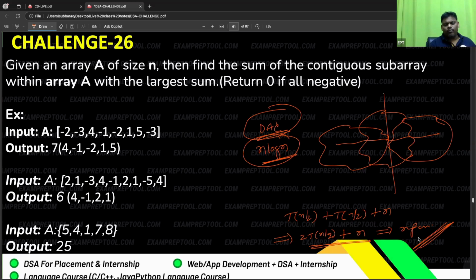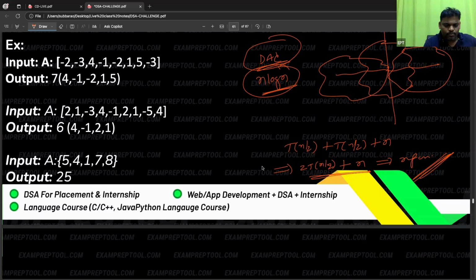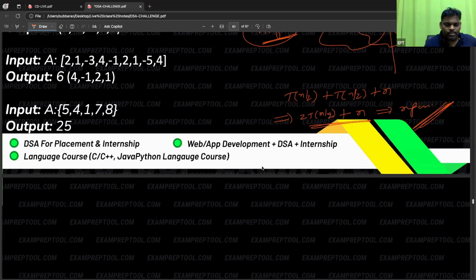Right? If you open any book, you will find this. But this is not the best algorithm. That is the reason I'm not explaining it. Let's concentrate on a better algorithm than this, which will take only order of n time. Everyone listen, I'm going to explain. Let me take some input here.